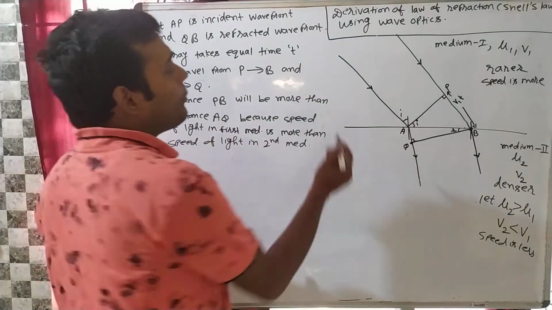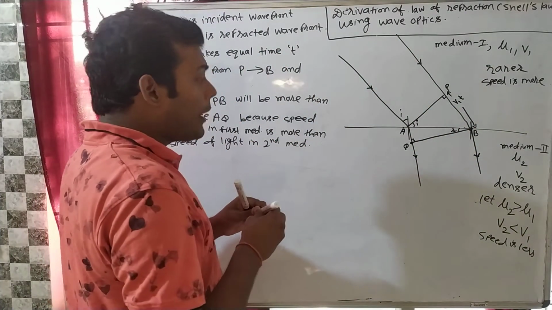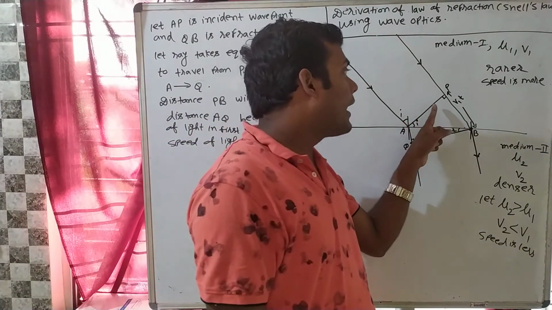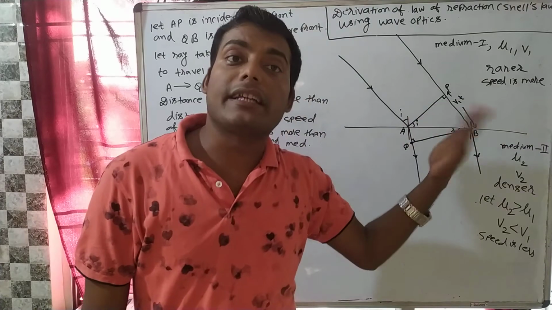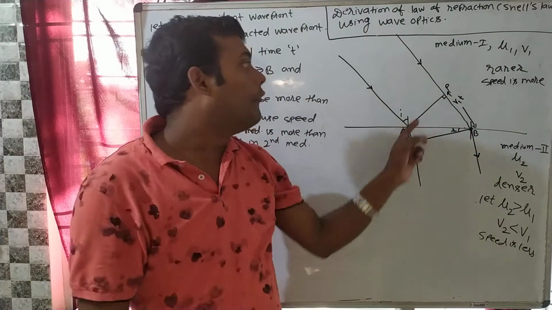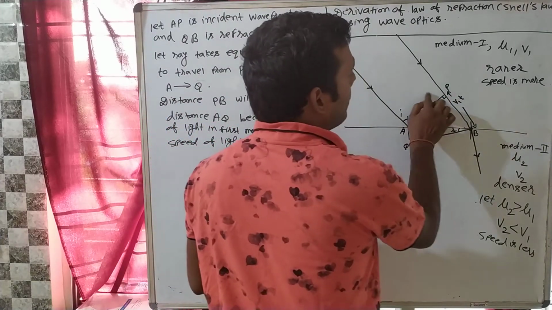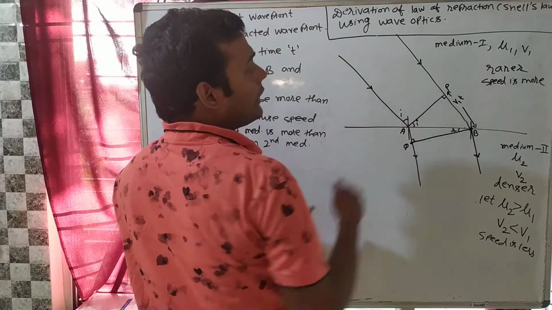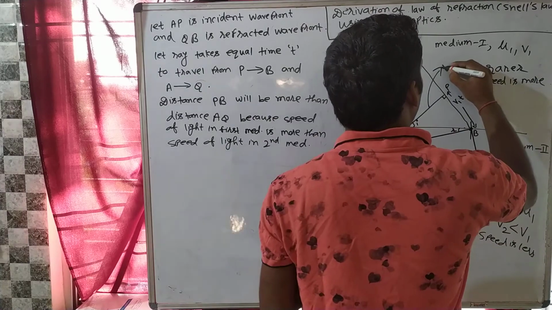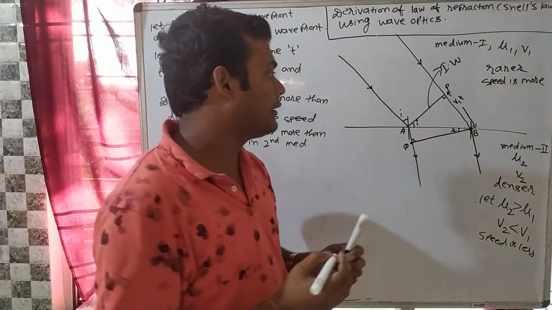How will we make it? Suppose two rays of light are coming like this. On this we have to make the incident wave front. How will we make the incident wave front? Wave front is always perpendicular to the direction of ray. So if the ray is coming like this, what will the wave front be? Perpendicular to it. So we will make a line perpendicular to this. This angle should be how much? 90 degrees. So this will become the incident wave front.